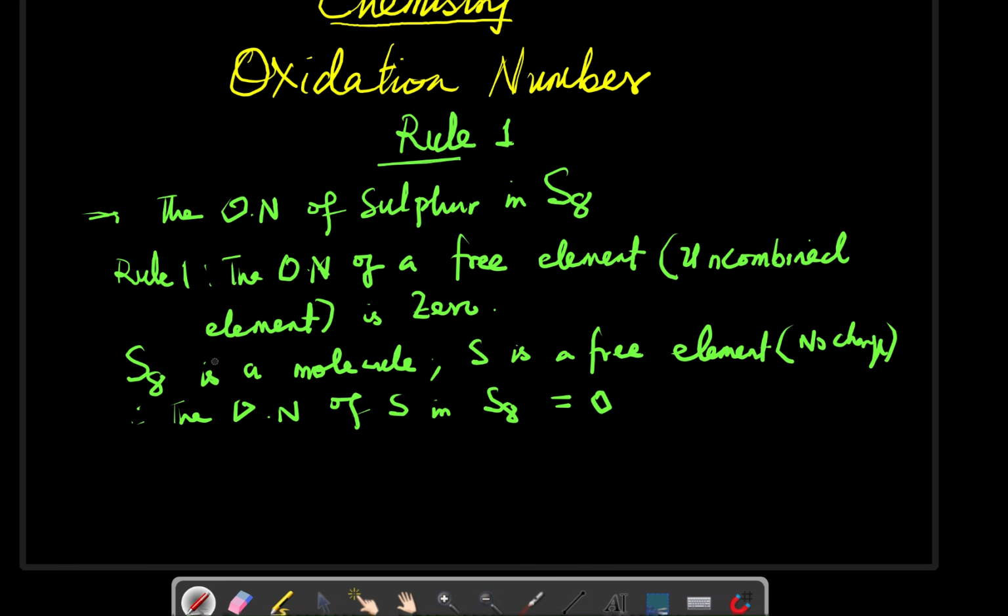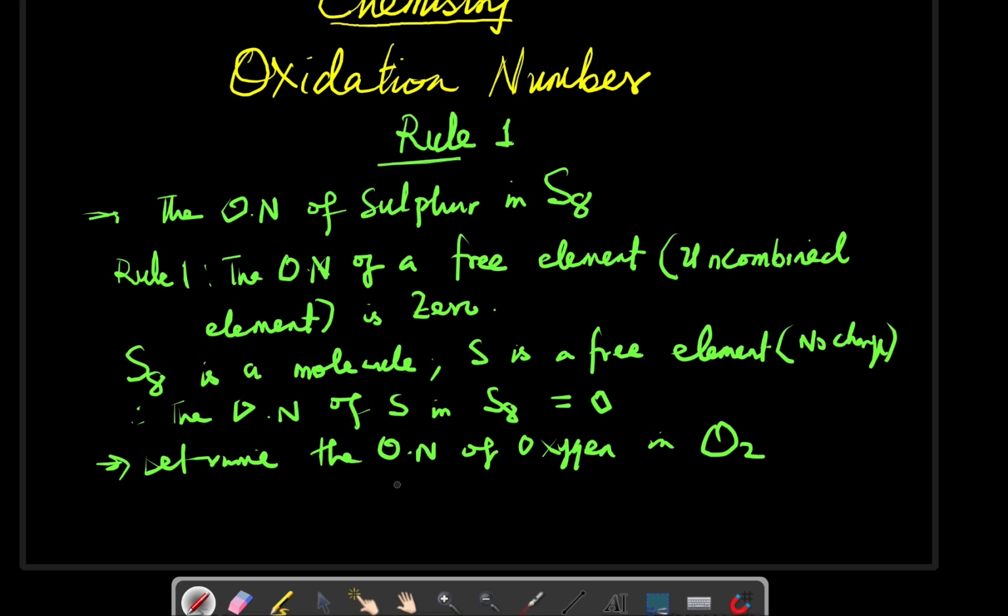Let us do one more. If they ask you to determine the oxidation number of oxygen in oxygen gas, O sub 2. Remember I told you, O sub 2 is a molecular form of oxygen. This is a molecular form of oxygen. This O sub 2, if you write it down, is a molecular form of oxygen.